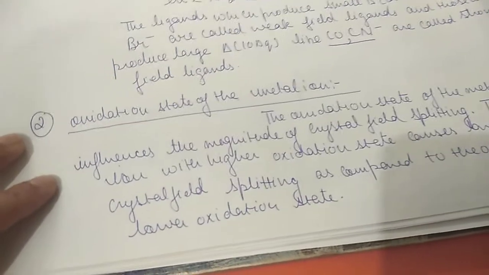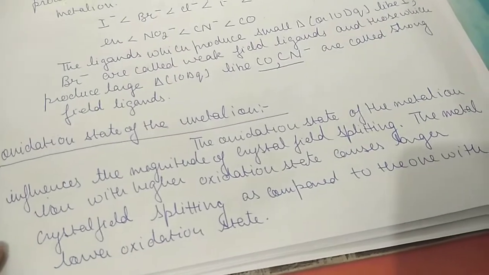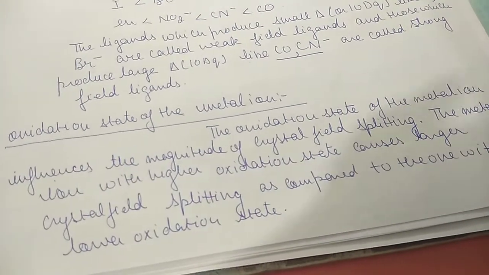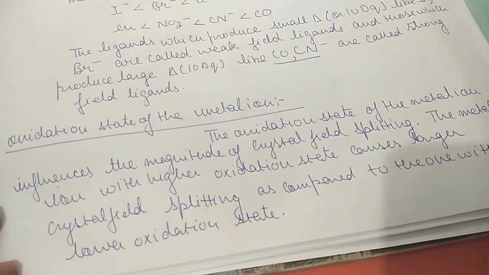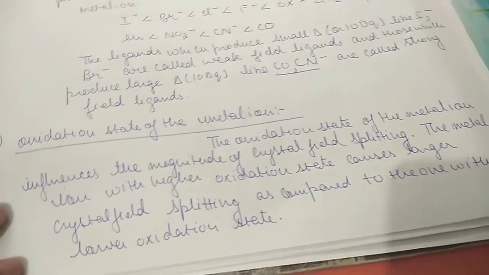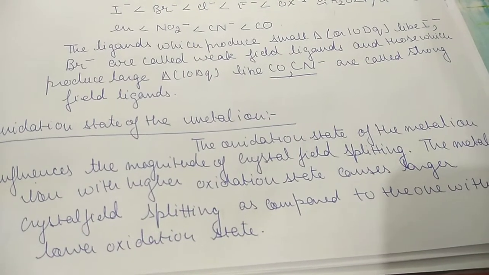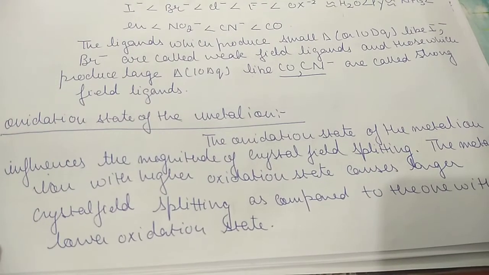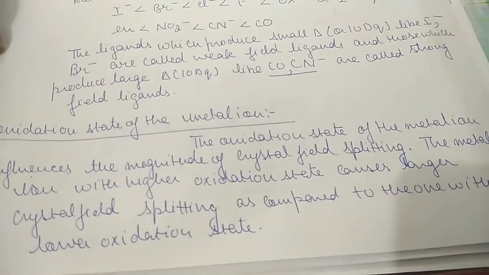Then the oxidation state of the metal ion is another factor. The oxidation state of the metal ion influences the magnitude of crystal field splitting. The metal ion with higher oxidation state causes larger crystal field splitting as compared to the one with lower oxidation state. So the more charge on your metal, the higher its oxidation state, the more crystal field splitting it will cause as compared to a metal ion which has a lower oxidation state.